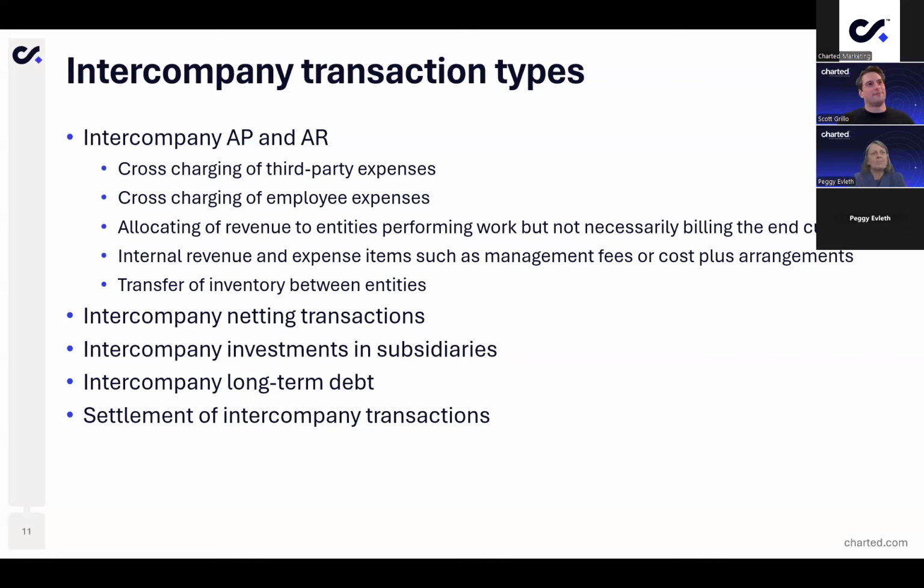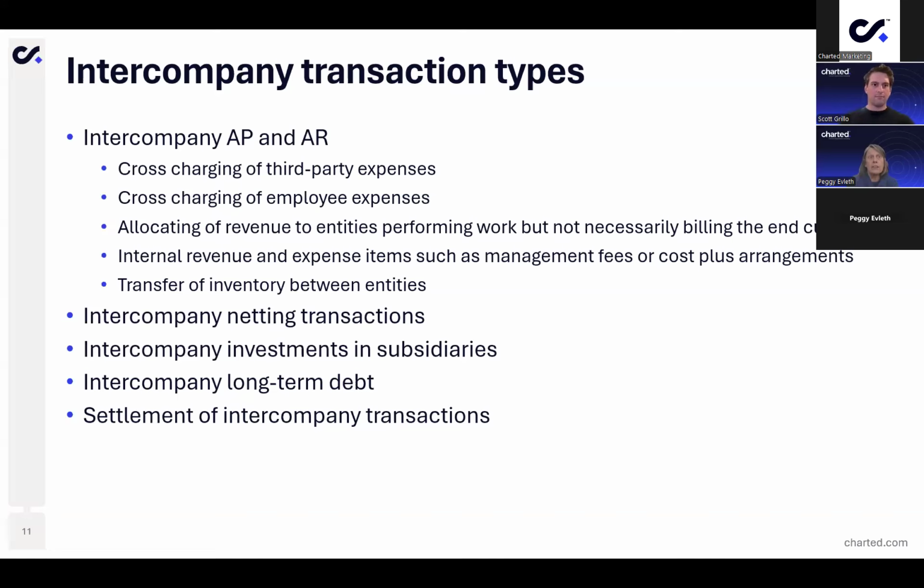Okay. So, talking about intercompany transaction types, what ends up where? Intercompany AP and AR. Cross-charging of third-party expenses is going to end up in that intercompany AP and intercompany AR, which are AP and AR, well, not other current assets, but, by definition, a current asset or current liability, monetary accounts, both of those subject to revaluation.